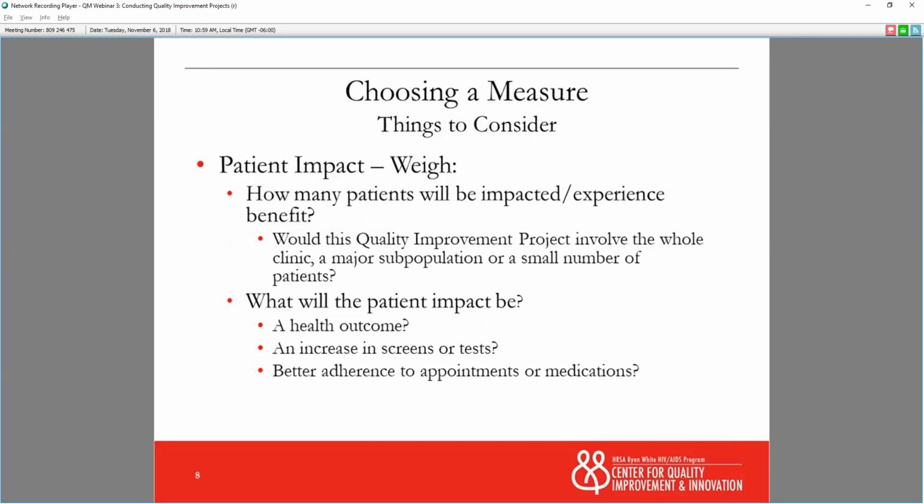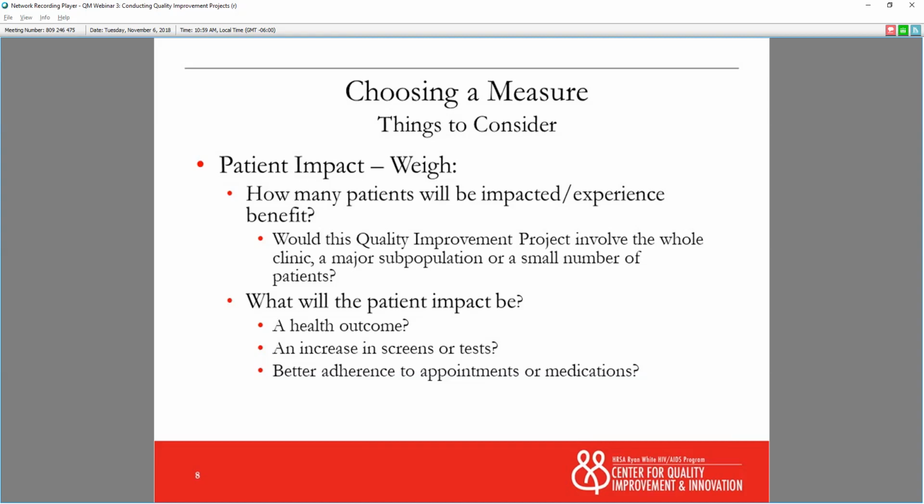So other things to consider when you choose these measures is the patient impact, okay? Are you going to overburden your patients? And will what you're collecting lead to an overall benefit to your patients? What is the impact going to be? Is it a health outcome? Is it an increase in screenings or tests? Is it better adherence? Those are the kind of things that you need to consider, because those are the kind of things that really fill out your work plan almost.